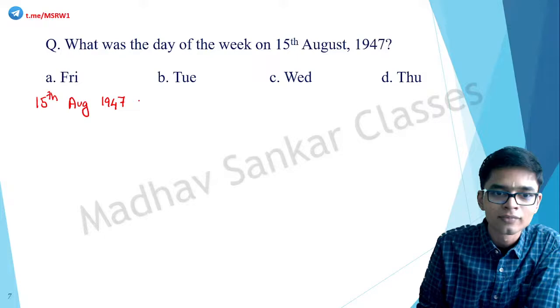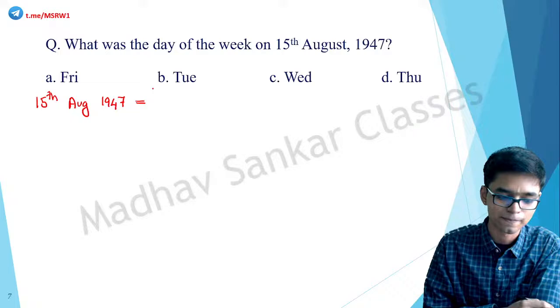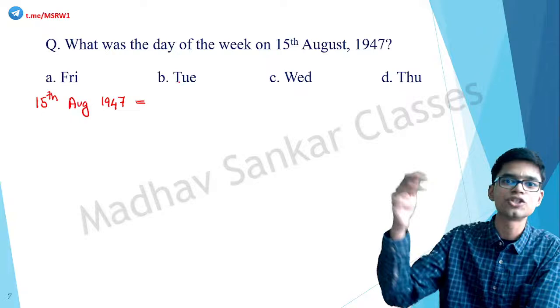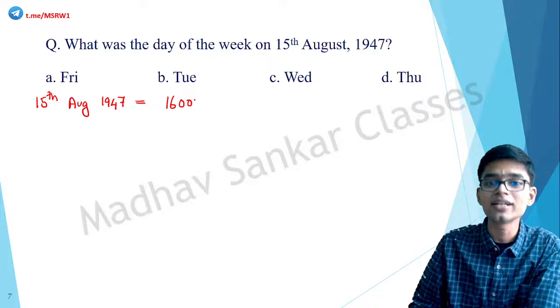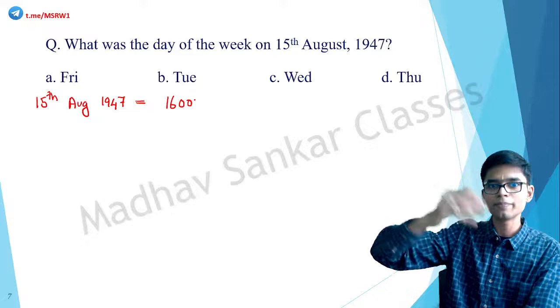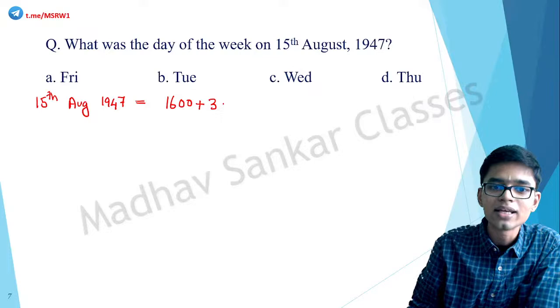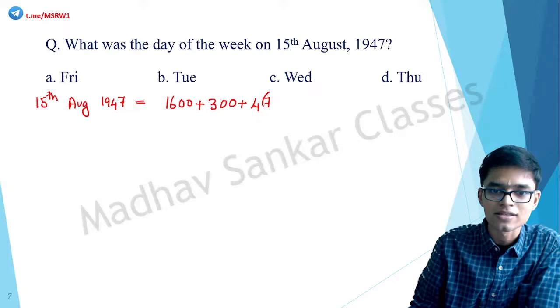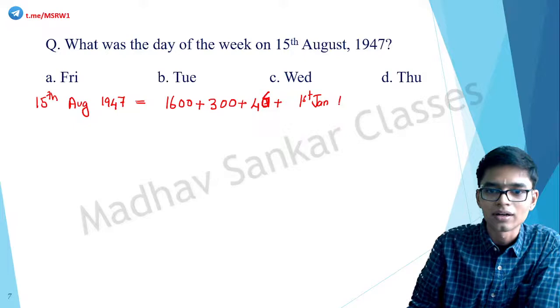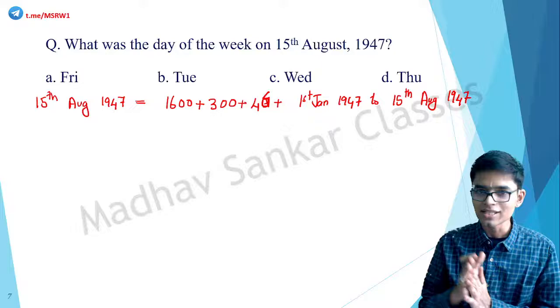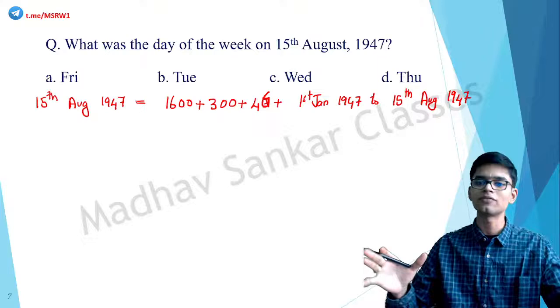How would we take the number of years here in this case? What is the closest 4th century we can take? Completely take 1600, correct? Because after 1600, it is 2000, and the given date is only 1947. So 2000 is beyond that, and we have to take the immediate lower one. So 1600 plus 300 plus 46 plus 1st Jan 1947 to 15th August 1947. This is how we split this: 1600 taken together, 300 taken, 46 taken, then in the 47th year from Jan 1st to 15th of August.